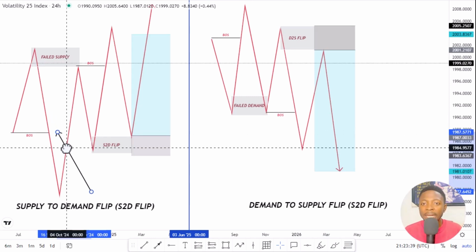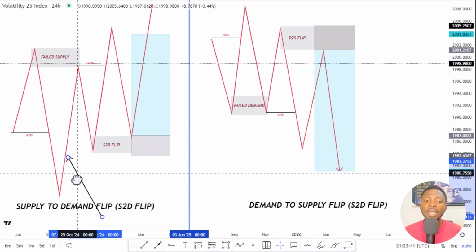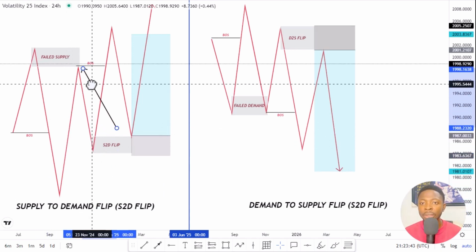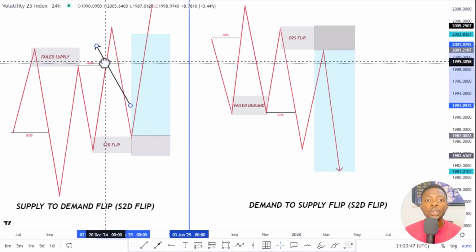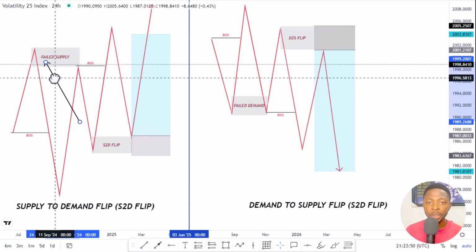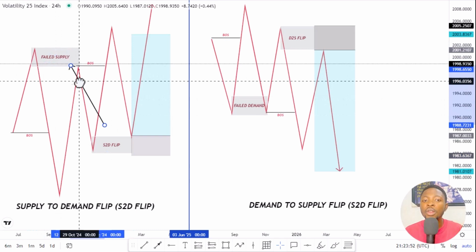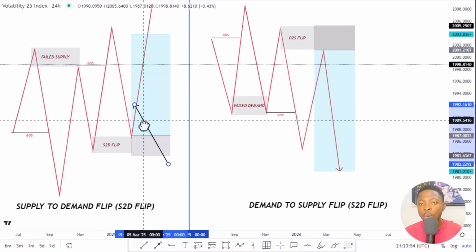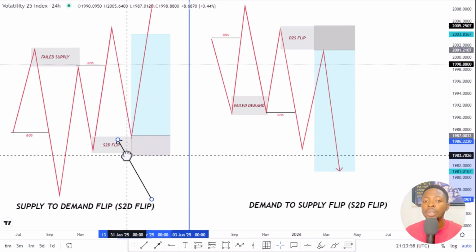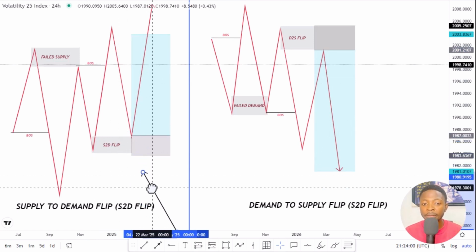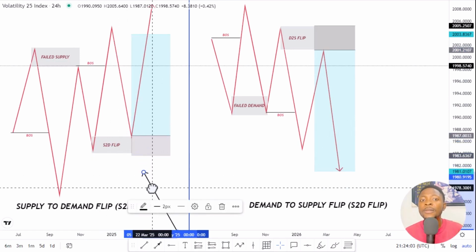So you want to see a valid supply. Then you want to see how price is going to approach that zone, give you a reaction, then a break of that valid supply. Hence that's why I wrote failed supply here. So you want to see that failure of that particular supply, then you wait for this supply to demand flip. This is going to be your entry zone, your entry level. That demand that was responsible for the failed supply is going to be your entry zone. That is the exact zone that will be called your supply to demand flip.